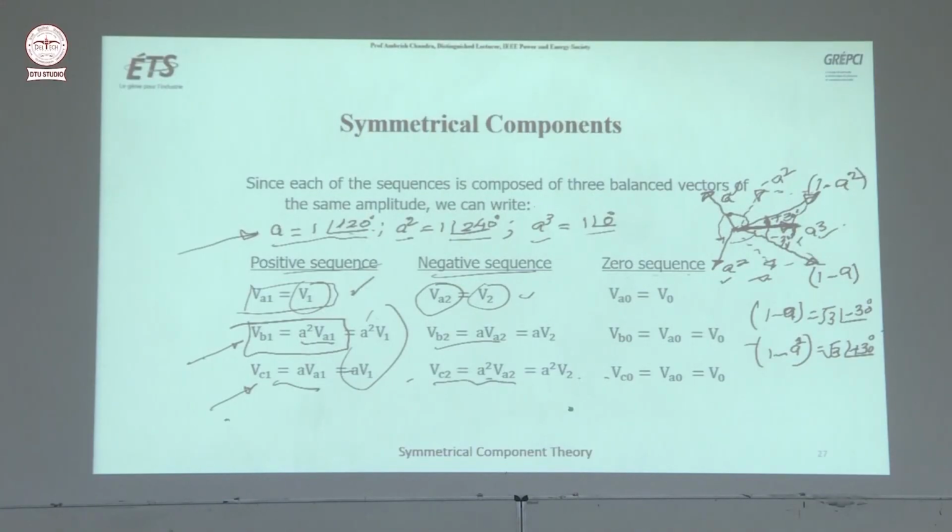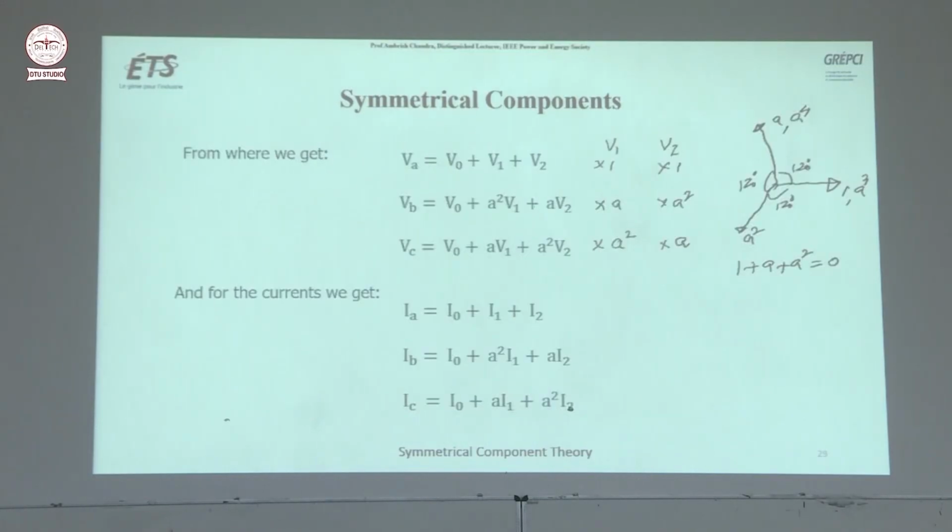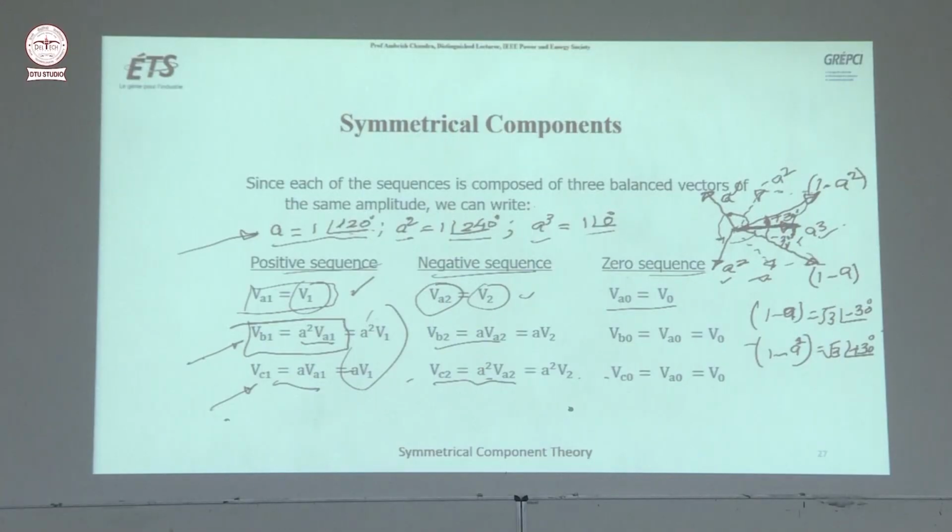Now the zero sequence components don't have a phase shift. They are in the same phase, same amplitude, and they are rotating with the same frequency. So VA0, VB0, VC0 are of the same amplitude.